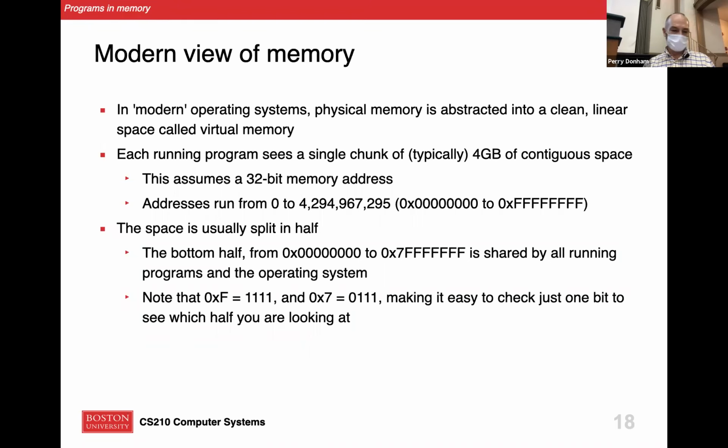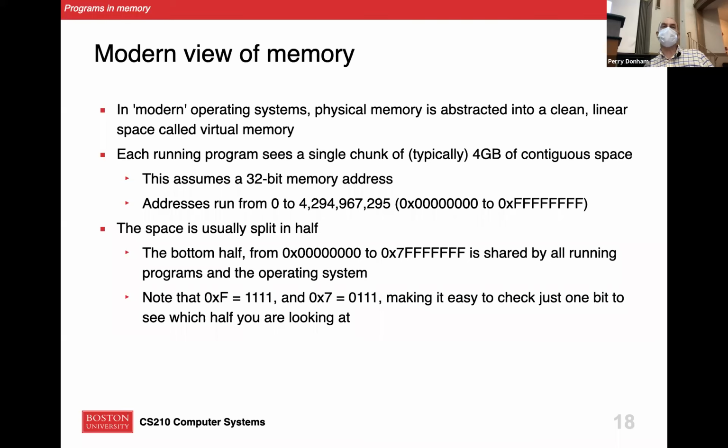All right, so each process gets 4 gig. And the address spaces run from 0, 0 is the first memory address, 1 is the second memory address, and so on, all the way up to FFFF, which is 4,294,967,295. So it's 4 gig of space.